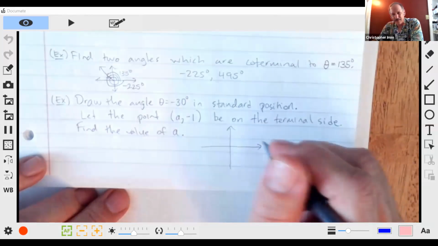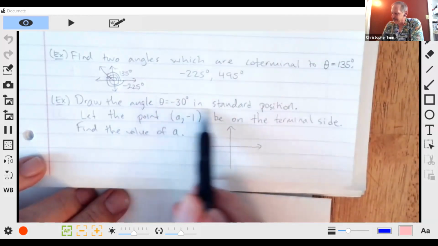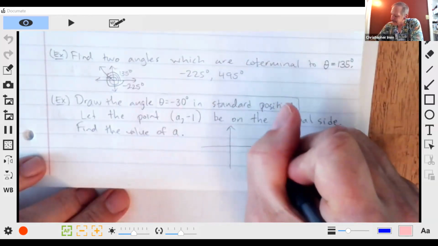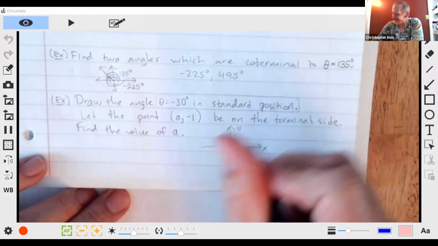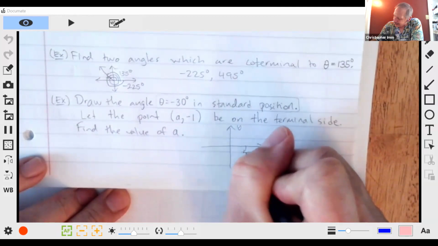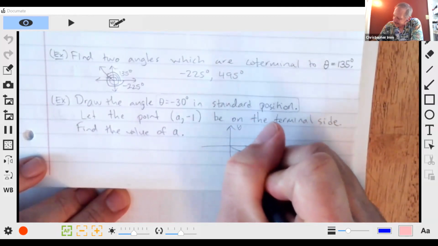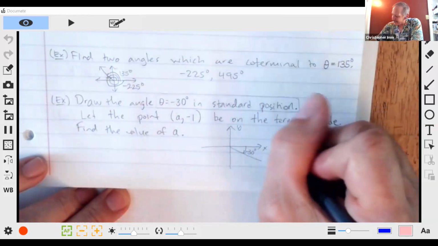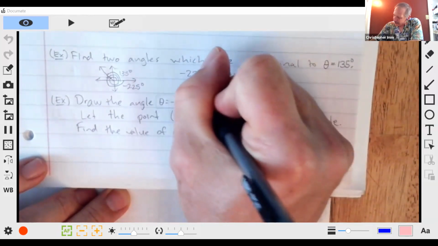What do you think, Logan? What quadrant would we be in if we had an angle of -30 in standard position? Quadrant 4. Exactly. Nice job, Logan. So we're going to be in quadrant 4. That was sort of difficult because I gave you one that was negative, but Logan was not fooled. So this one is in quadrant 4.